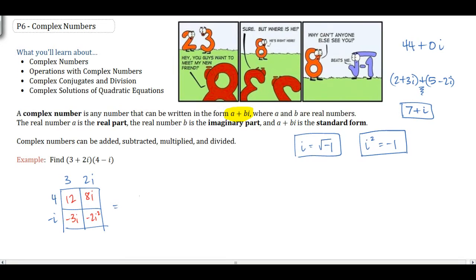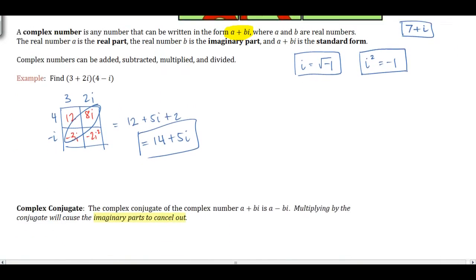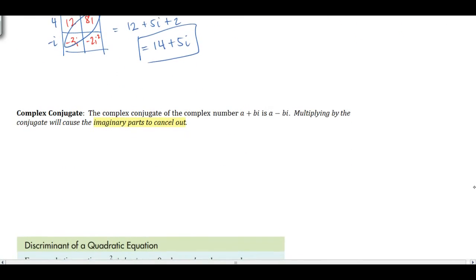And what do you get when you have this? You have a 12 plus a 5i if you combine those two. And here you have really a -2i squared, which is a +2. So that looks to me like 14 plus 5i. There's the real part, the imaginary part. And that is how you foil. Remember to always take care of those i squareds and you will never be in trouble.